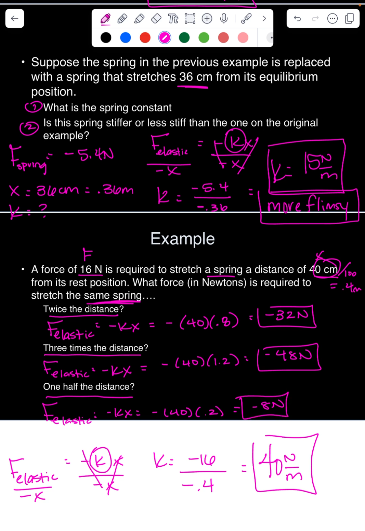All right, so let's look at that. 16 was our original force, 40 was our original distance. So compare those two forces. We moved it twice the distance, we had to use twice the force. So if you're moving it twice the distance, it's going to require twice the force. If you move it 3 times the distance, that requires 3 times the force. If you move it half the distance, that requires half the force.